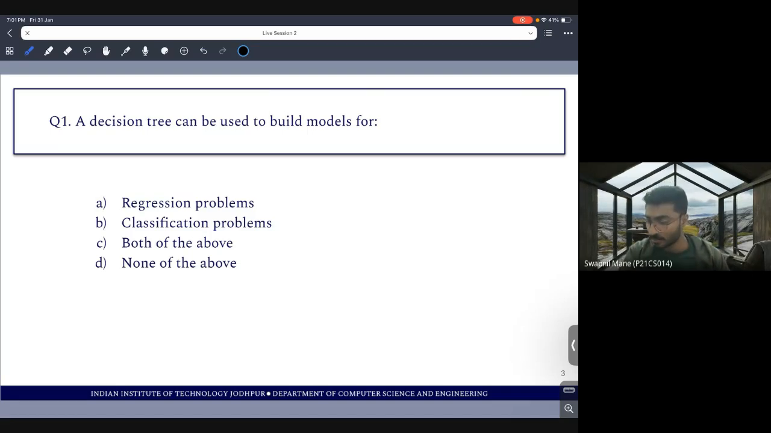So what is the answer for this question? It's very simple. What could be the answer for this question? Decision tree can be used to build models for, we have classification algorithms, right?